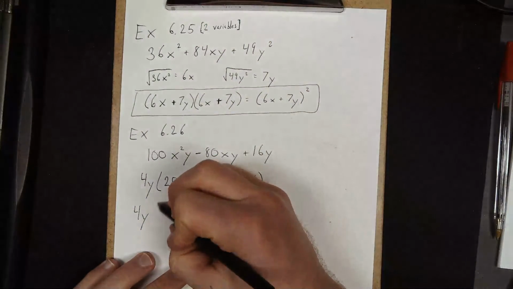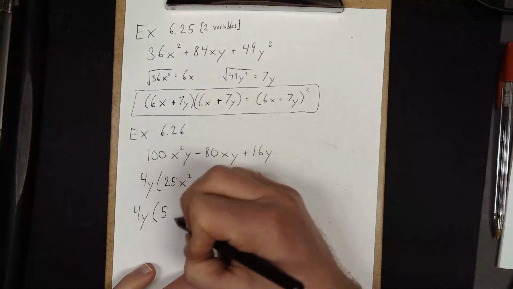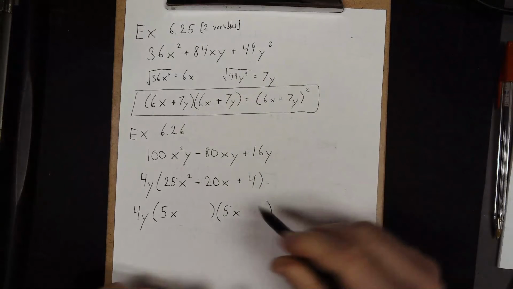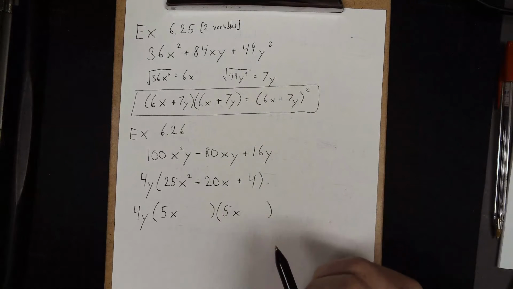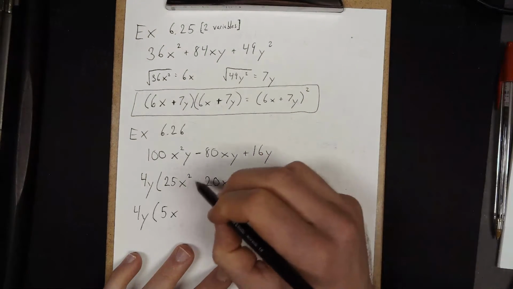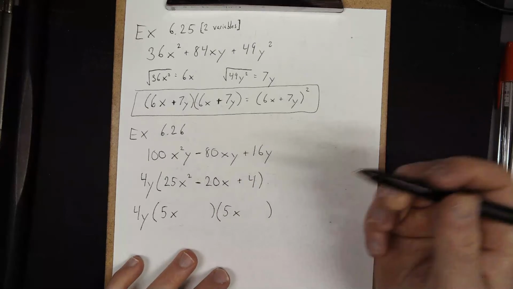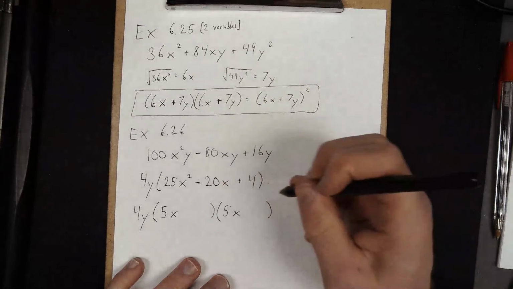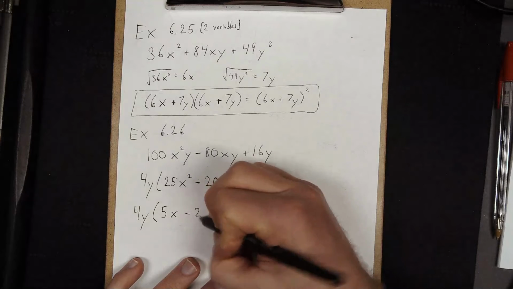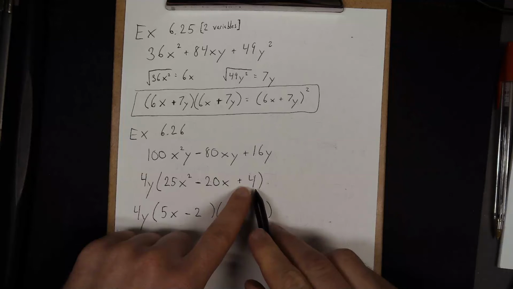Now I can jump to my final step here if I don't want to go through this process again. I can just say, okay, 25, take the square root. So I have a 5x. And then square root of 4 is 2. All right, but notice our middle term is a negative, so we know we got to do some business with the negatives. All right, so why don't we just try minus 2 and minus 2? Because when we multiply negative 2 and negative 2, we get a positive 4.